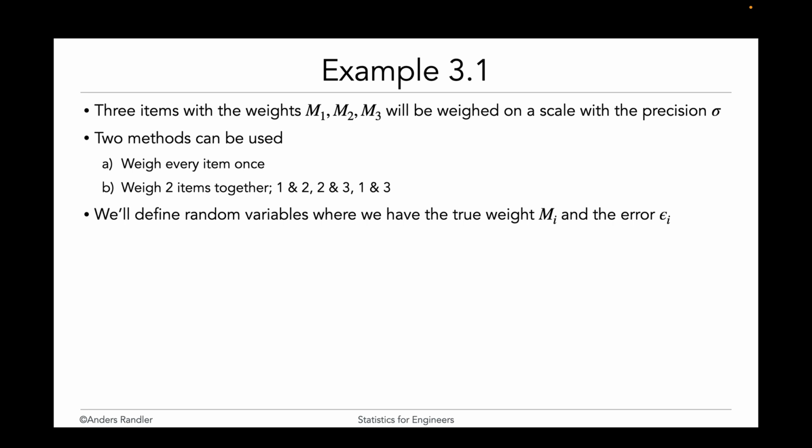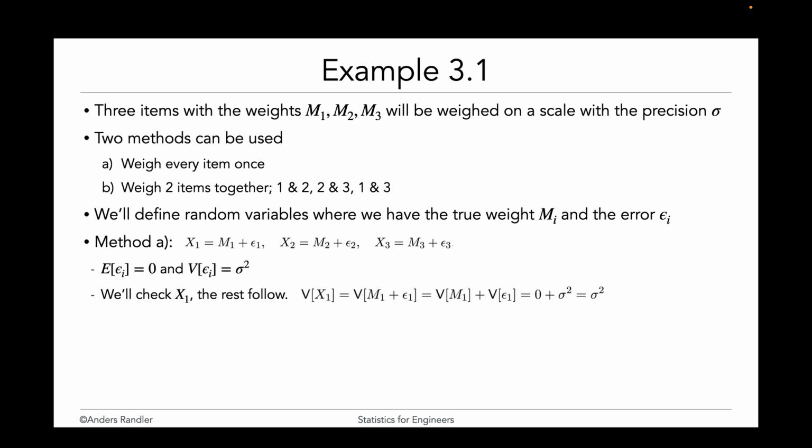So let's go on. We'll define random variables where we have the true weight mi and the error epsilon i. And that means in method A, we have x1, x2, x3. Yes, and the expected value of all the epsilons is 0, and the variance for each epsilon is sigma squared, because that's the part that will vary. So when we talked about the precision being sigma, this is kind of the theoretical image of that.